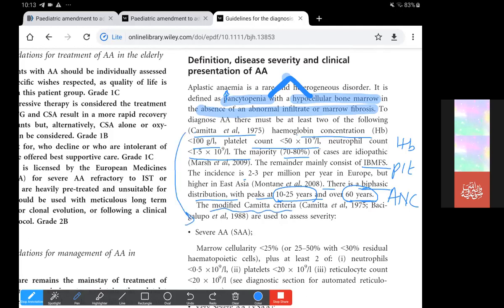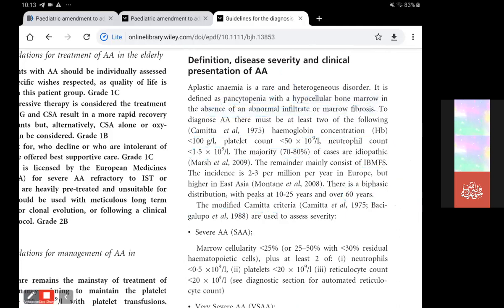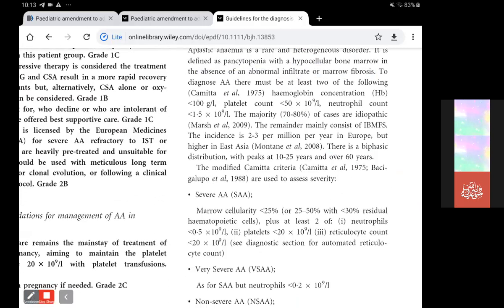And the modified Camitta criteria, this was just the simple criteria for pancytopenia. Now, the modified Camitta criteria divides the criteria for pancytopenia into non-severe, and this divides it into severe and very severe.